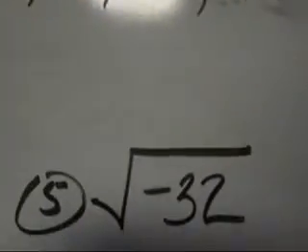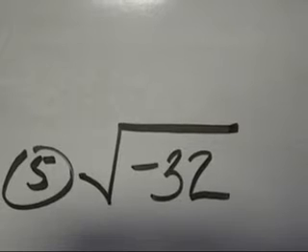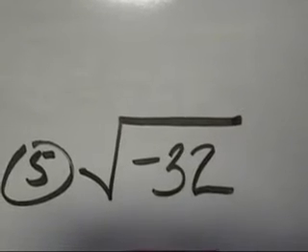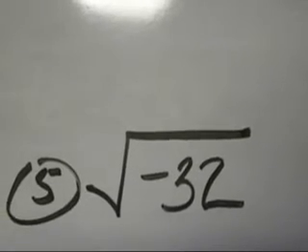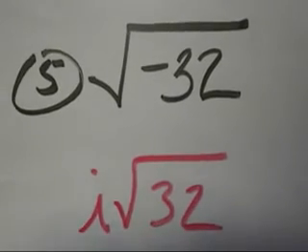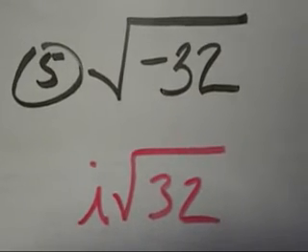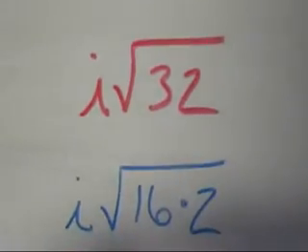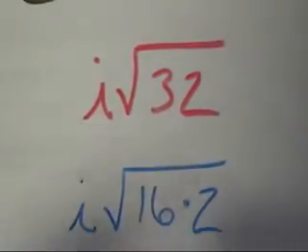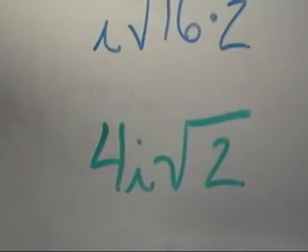Now what happens if you throw a negative into the mix? Well, remember, the square root of negative 1 is equivalent to i. So to get rid of that negative sign, the first thing you do is pull out i. Now I have i times the square root of 32. 32 is not a perfect square, but it divides by 16 twice. The square root of 16 is 4, so the answer is 4i radical 2.